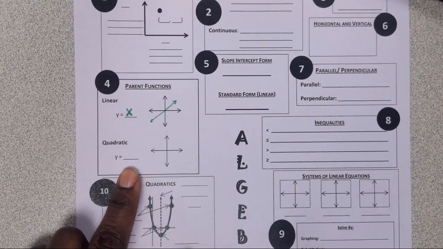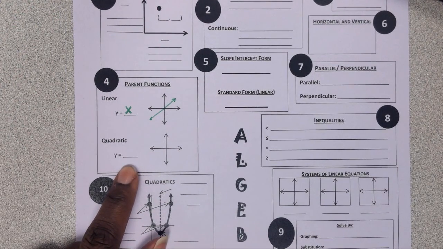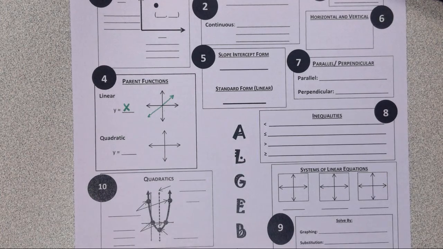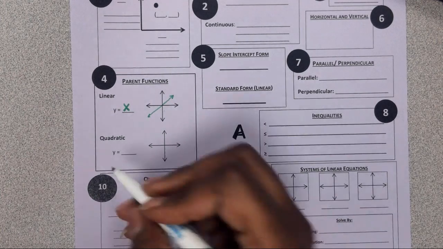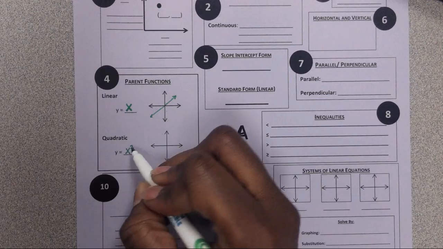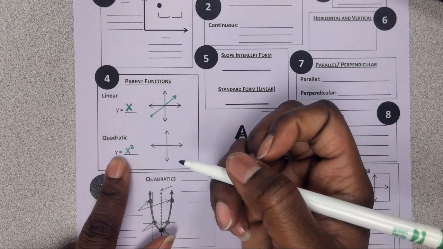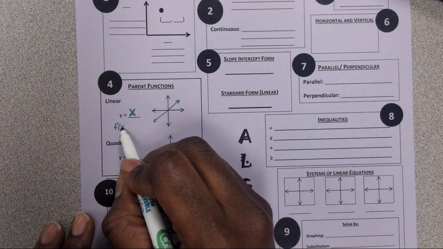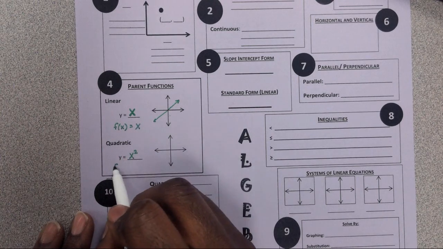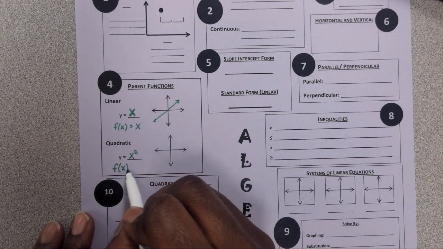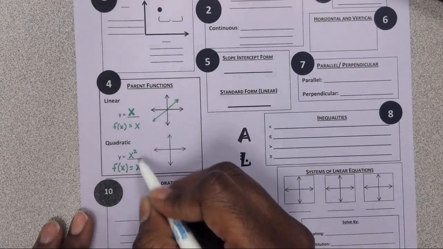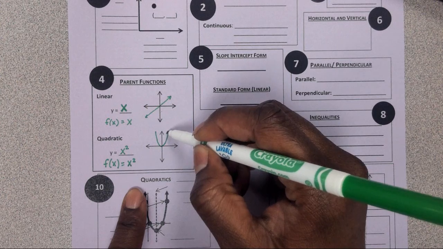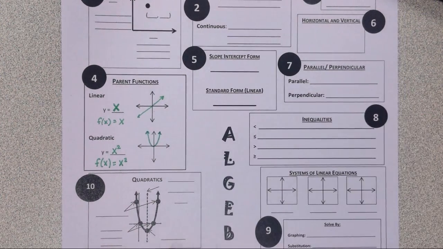All right, quadratic parent function. Who knows that one? Y equals x squared. And remember, y equals can also be what? F of x. So it could look like f of x equals x. That's still the linear parent, and this would still be the quadratic parent. And the parabola is the U-shaped graph, like that.